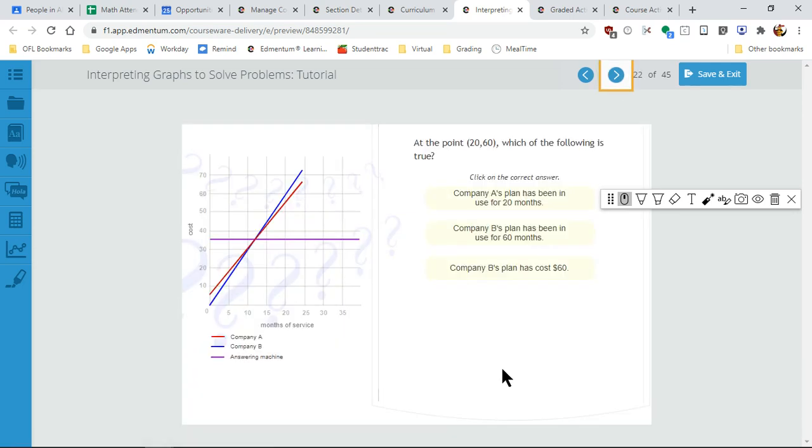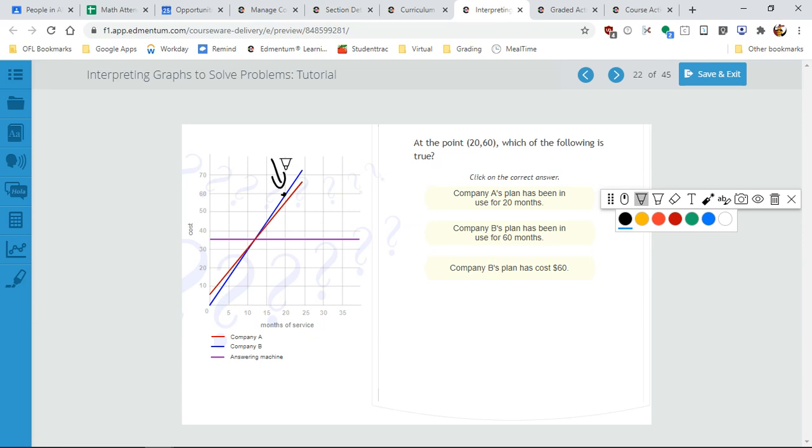All right, let's see what we're doing. Did you get this one too, Sammy? 20 and 60. Okay, go for it. You can always watch the video later. All right. So 20, 60, which of the following is true?